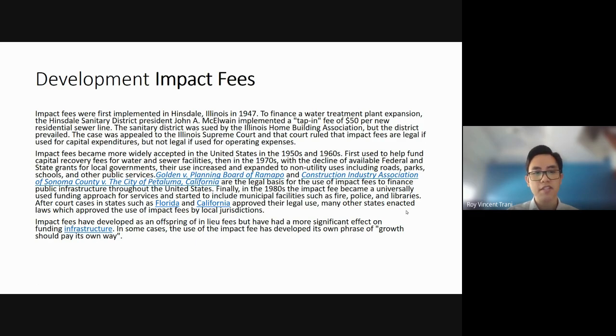After court cases in states such as Florida and California approved their legal use, many other states enacted laws which approved the use of impact fees by local jurisdictions. So this is also in our reference, which I will show in a bit. But I just want to highlight that these kinds of funding programs start out at the local level. And then if they're successful there, very likely they can be adopted in other areas.